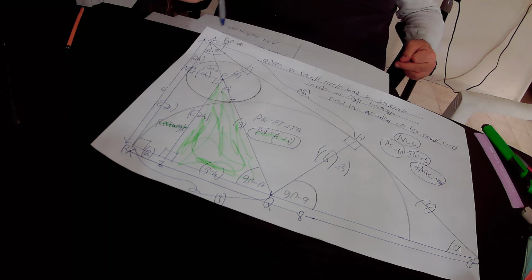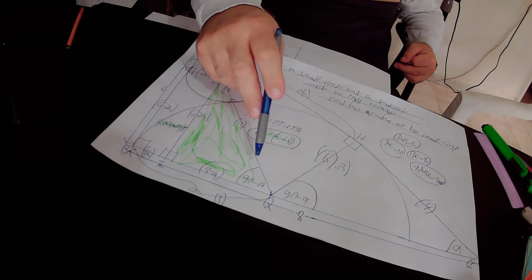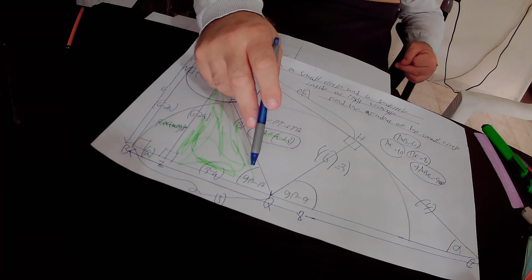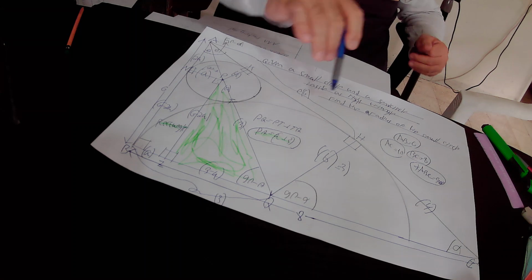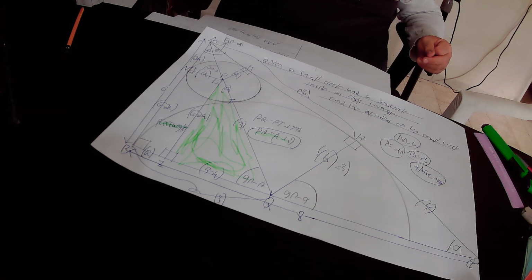Likewise, in the right triangle ABQ, this angle equals theta, this angle equals 90 degrees, therefore this further angle must be equal to 90 degrees minus theta according to the same rule that the sum of the angles in any triangle is equal to 180 degrees.